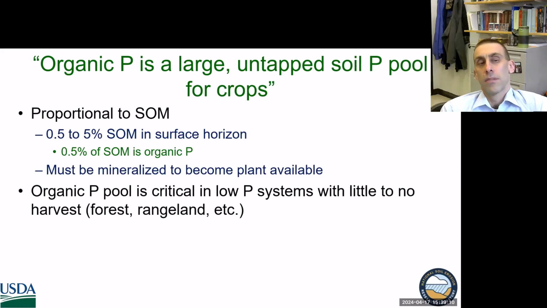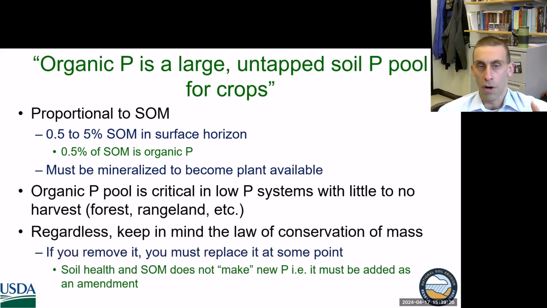So the organic phosphorus pool is very critical in low phosphorus systems that have little to no harvest. So forests and rangeland, again, some low P pastures, it's very important. It's less important in conventional crops, but regardless, keep in mind that law of the conservation of mass. If you're burning through your organic phosphorus, mineralizing it and taking it up by the plant, you're going to have to replace it.